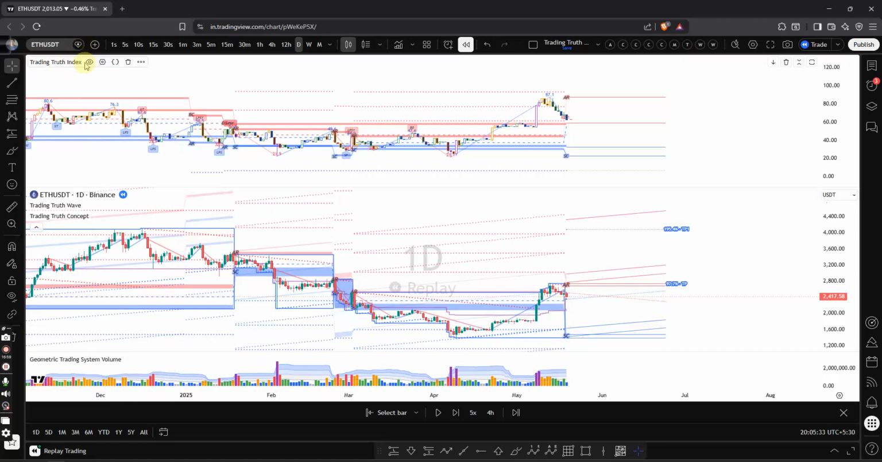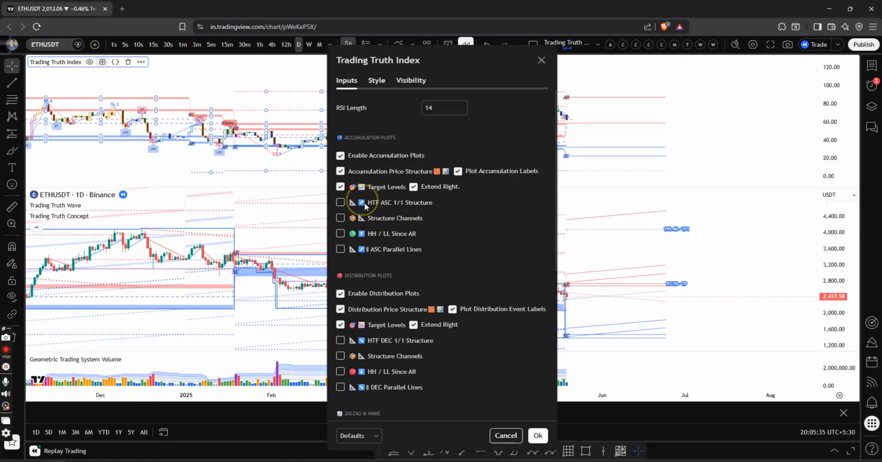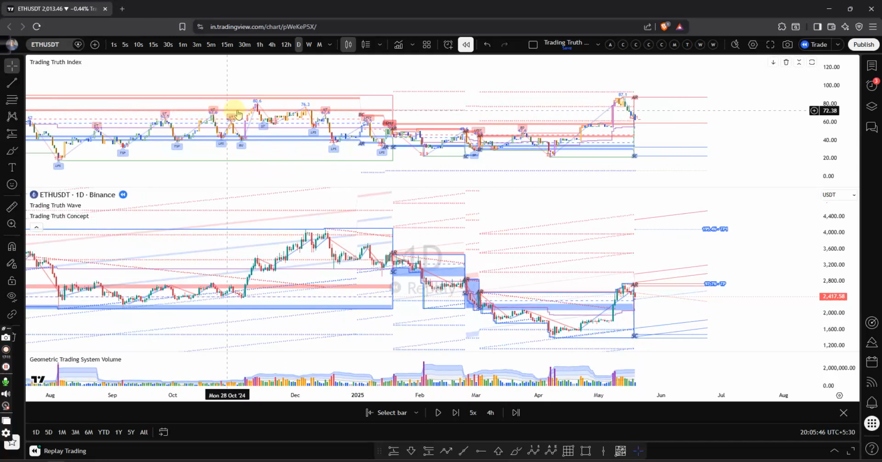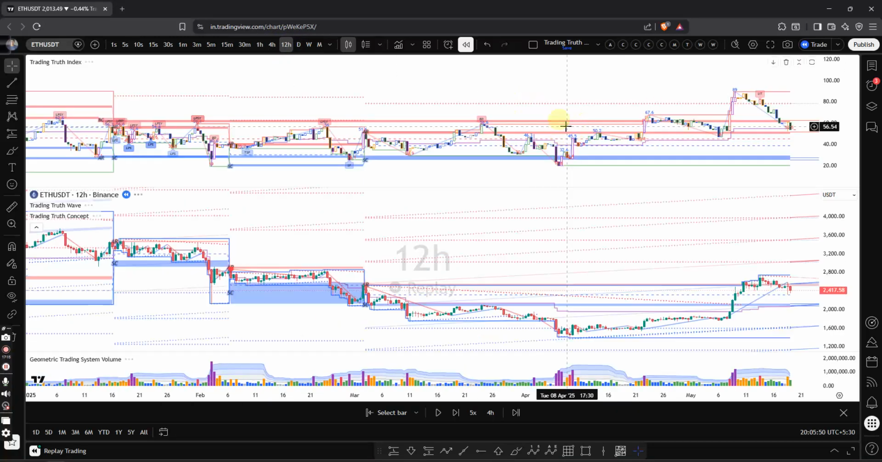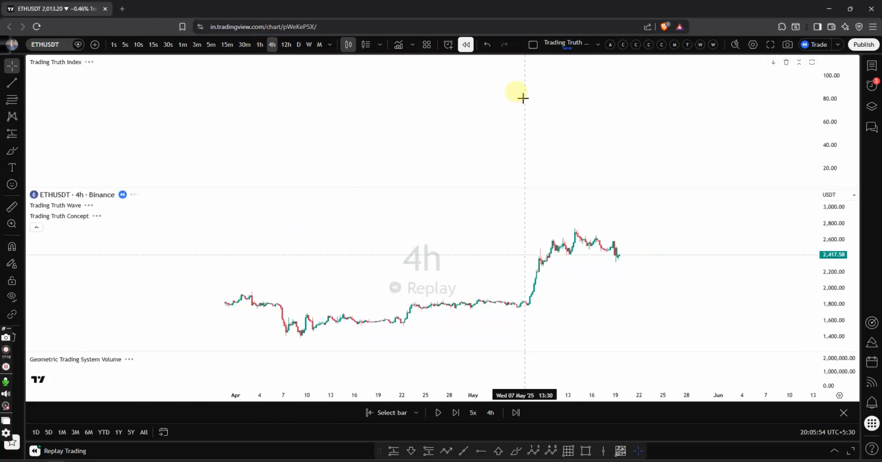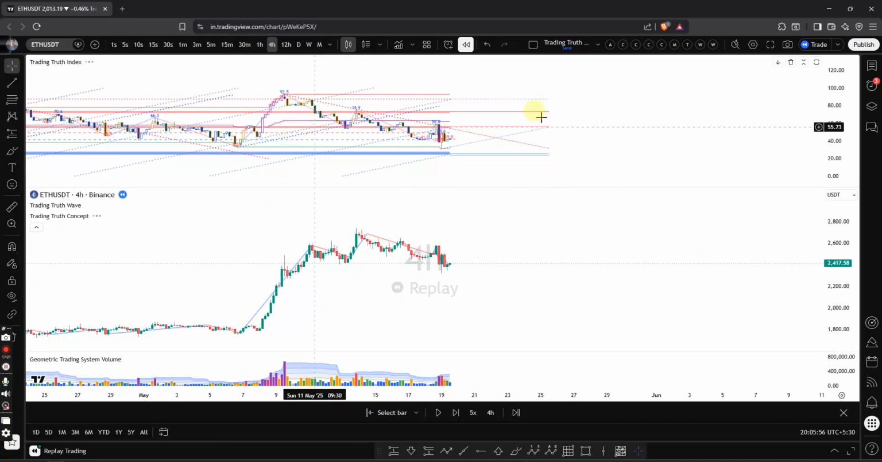I'll do the same here. And this is on daily time frame. On daily time frame, there's not much to process with this data. So I'll go to 12-hour time frame. There's still nothing in the 12 hours. I'll go to 4-hour time frame and you'll see.